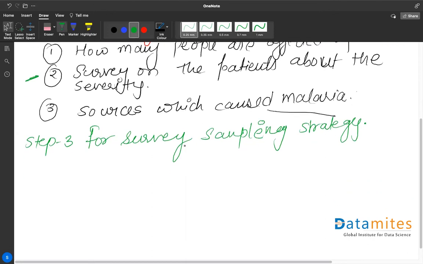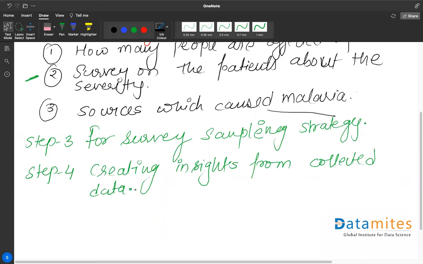After that, the fourth step would be creating insights from the collected data. It can include forecasting. Let's say some open water bodies are there, unhygienic situations are there. If this continues, they can predict how many people will again be impacted. Even statisticians do the work of forecasting.